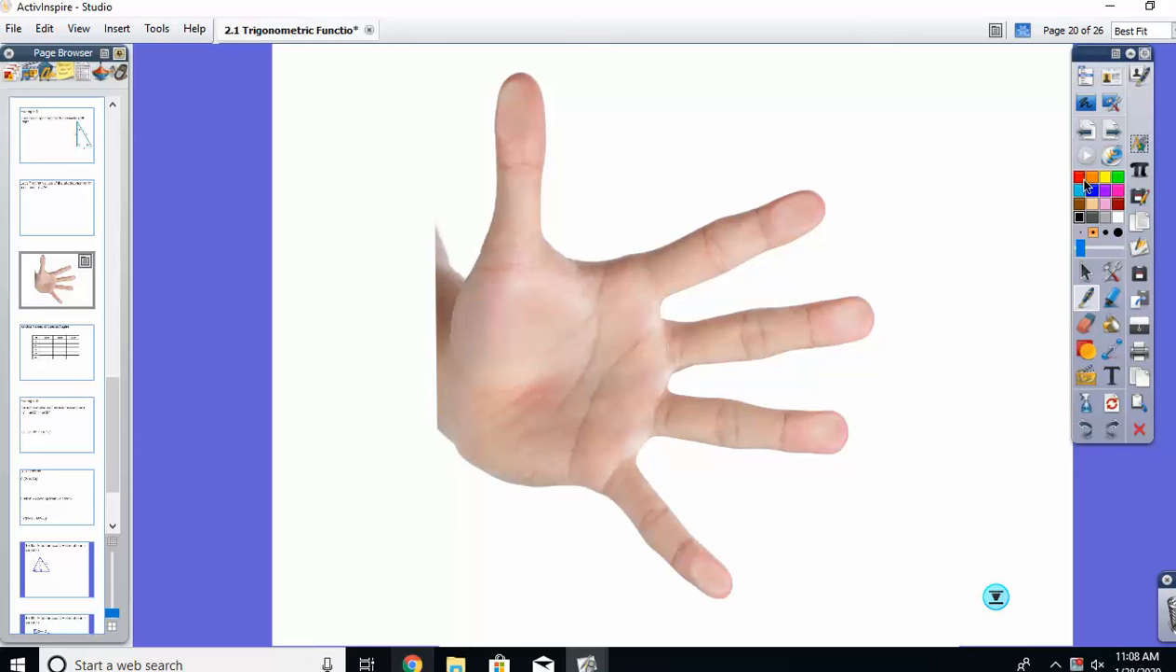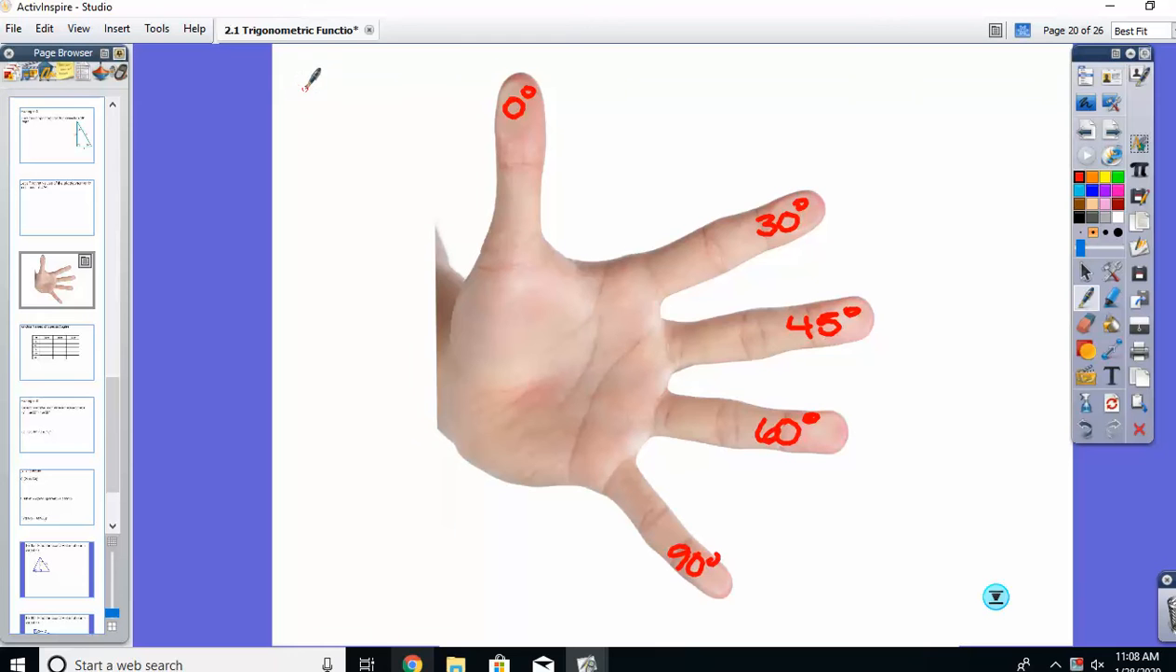If you think about your hand, your fingers are going to represent the common angles. So this is our 0 degrees, 30 degrees, 45 degrees, 60 degrees, and 90 degrees. Okay?